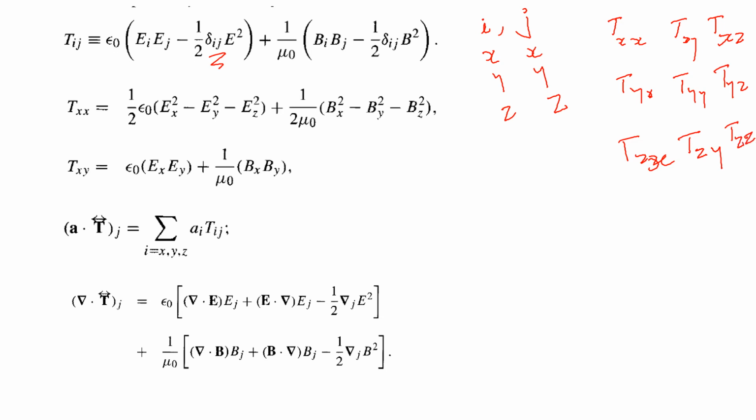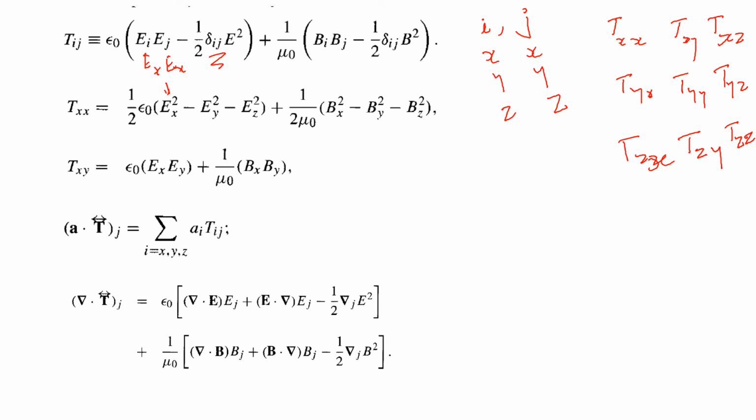So these are the 9 terms of Maxwell's stress tensor. Now we can see Txx. What is Txx? In that case, this will become Ex, this also will become Ex, so Ex square will be there.